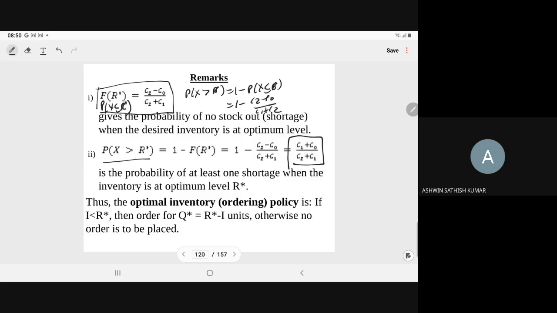So it implies that demand is greater than the inventory level. It gives the probability that at least one shortage occurs when the inventory is at the optimum. This expression represents the probability of at least one shortage. In this case, the optimal order quantity will be Q star, which is R star minus I. That much order we have to place.